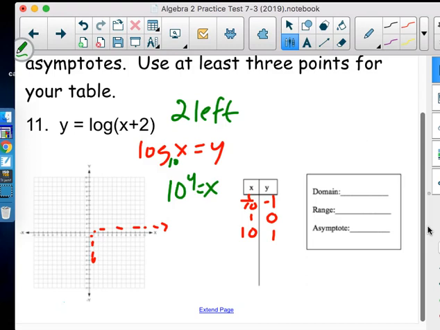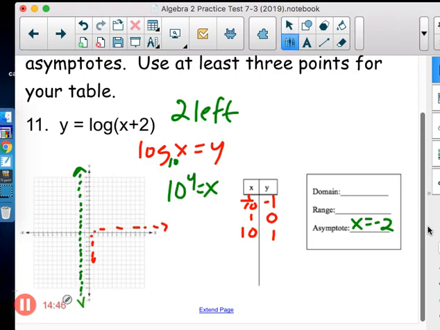Will that change the location of my asymptote? Absolutely. 2 left is going to go right there, and there's a blank I have to fill in with the name of that there asymptote. What is it? You're close. X equals negative 2. And then, of course, you'd move your graph, right? Of course, Dieterholm. Of course, that's what we would do.